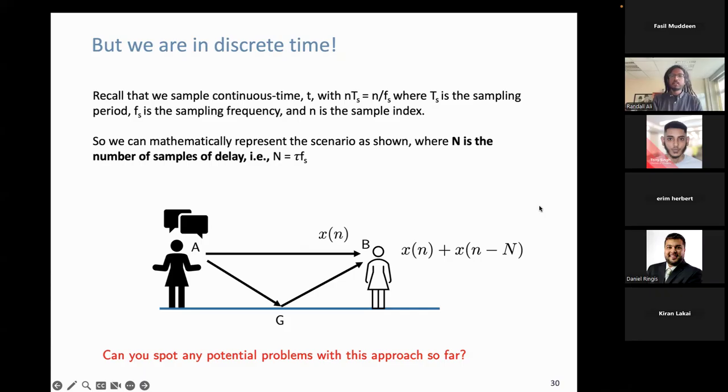Okay. Yeah, a big number means long delay. That's true, but that's not necessarily a problem. We can handle long delays. What about the fact that N needs to be an integer?